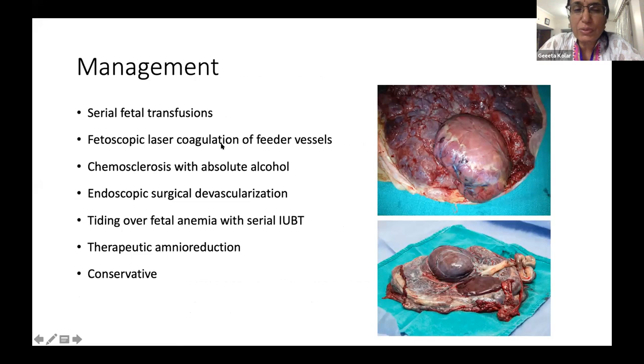You can do a fetoscopic laser coagulation of the fetal feeder vessel, chemosclerosis with absolute alcohol, endoscopic surgical devascularization, and therapeutic amnioreduction for the polyhydramnios. In small chorioangiomas, conservative management. So this baby had anemia, had hydrops, had a huge chorioangioma. So she had amnioreduction, she had intrauterine blood transfusion, and she also had fetoscopic laser coagulation of the fetal vessels.